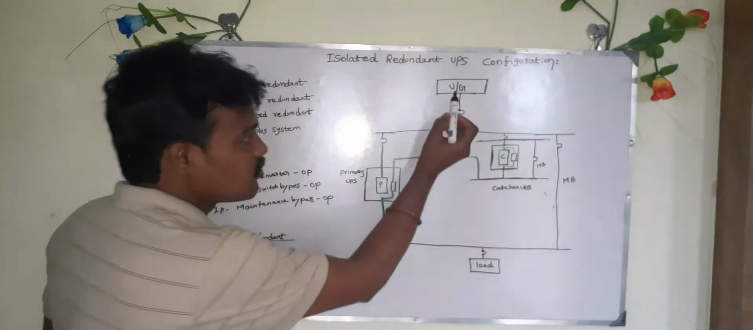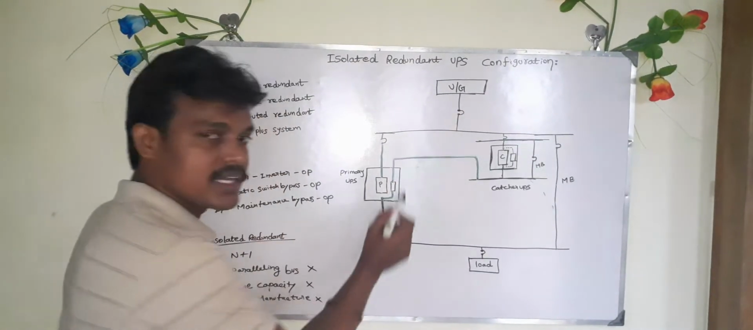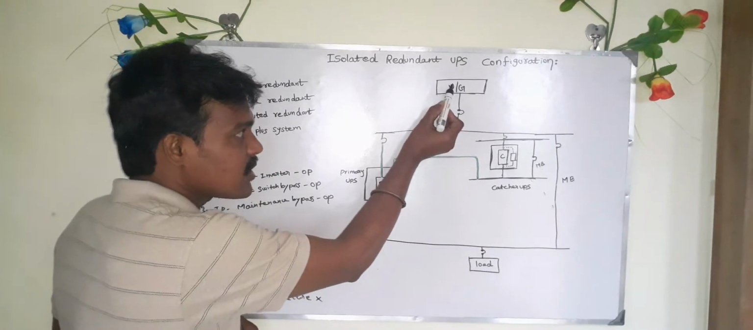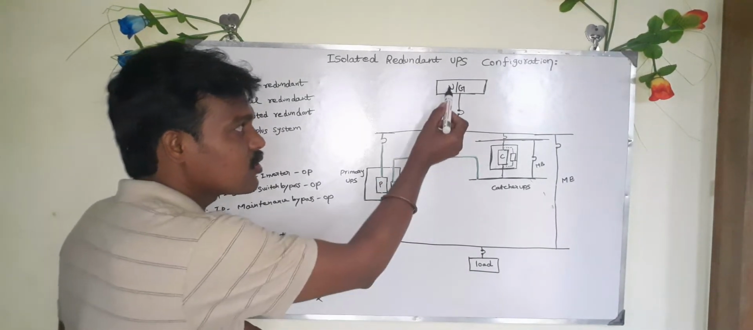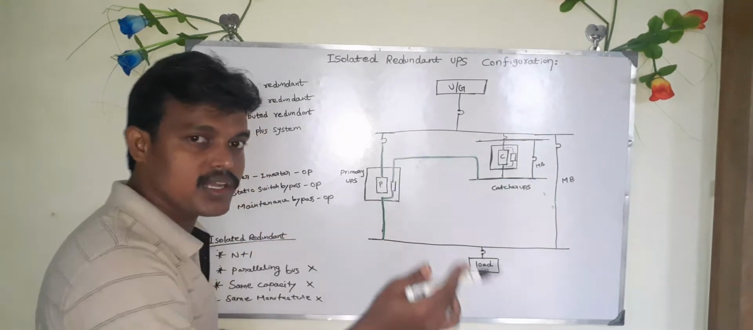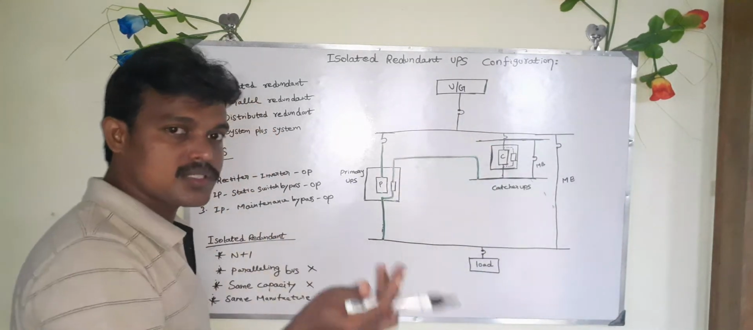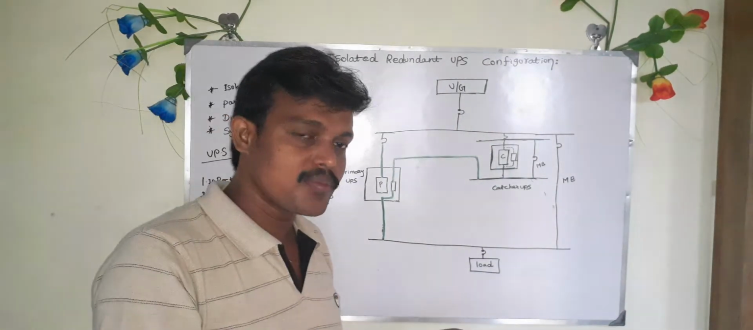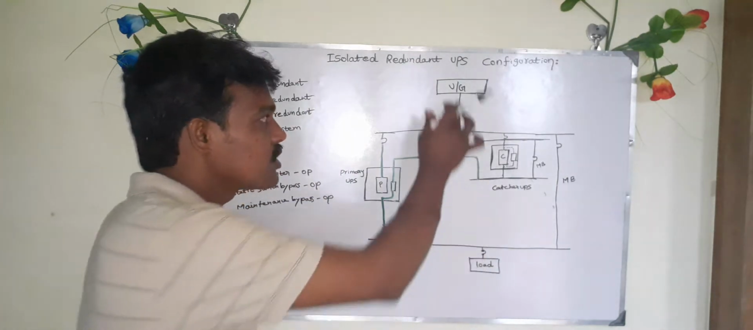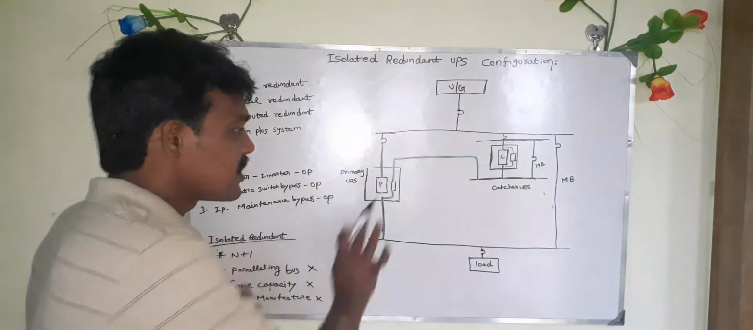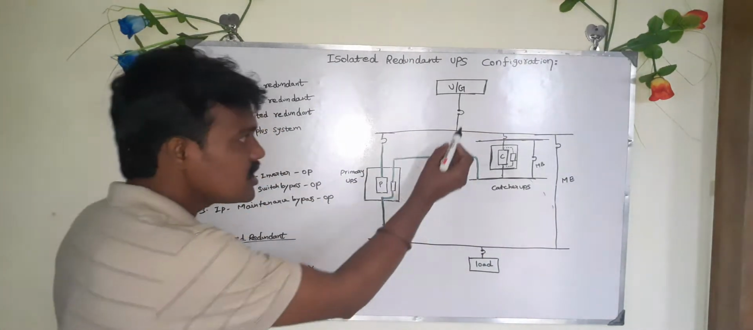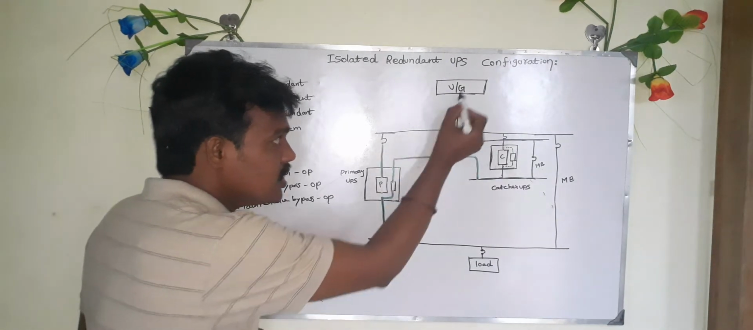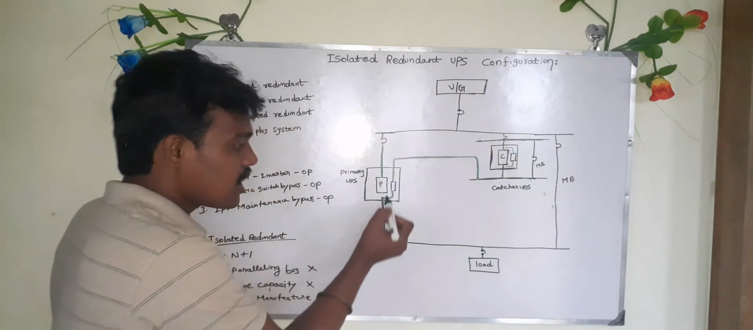See, this is your main source. It is utility and generator. Whether your utility supply is available, it comes directly here, or if your utility supply is not available, the generator will automatically switch on based on the AMF panel, that is the automatic mains failure panel. It will switch on the generator and you will get the power here. Okay. And see, at the output of the utility, I connected two UPS.